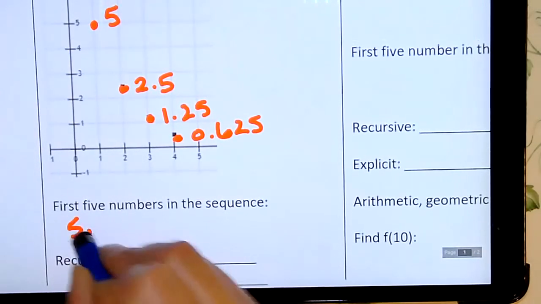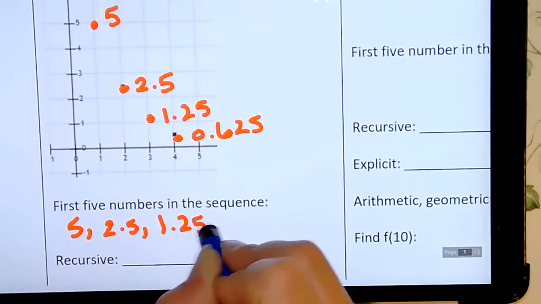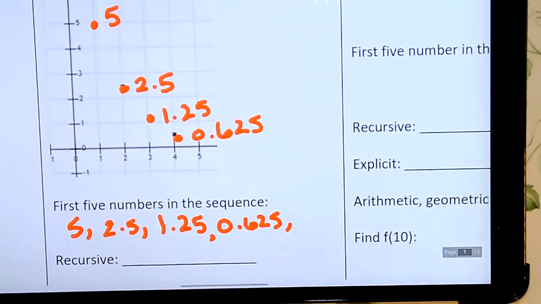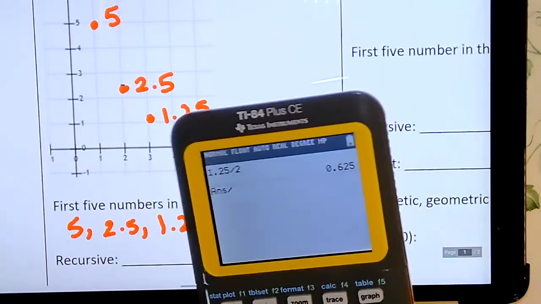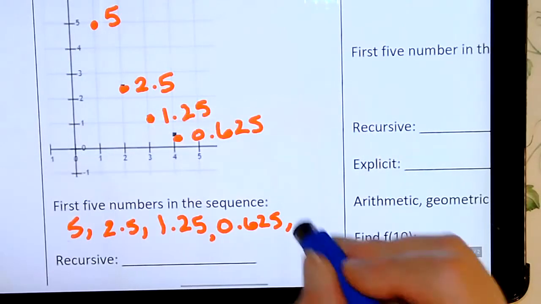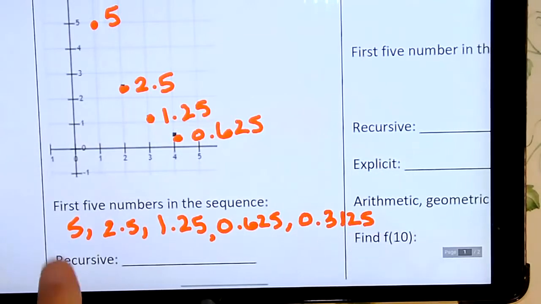Okay. So when they ask me to list the first 5 numbers in the sequence, I'm going to start with 5, 2.5, 1.25, 0.625, and I need to do one more. And that is 0.3125. So again, this is my f of 1. So I start with this.